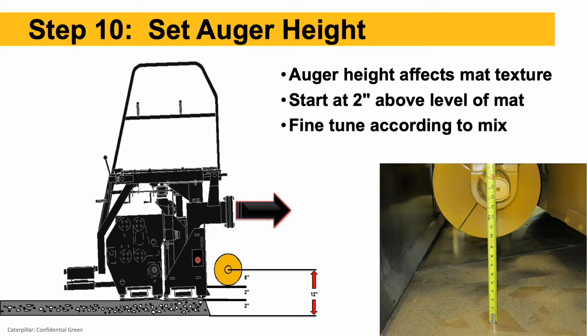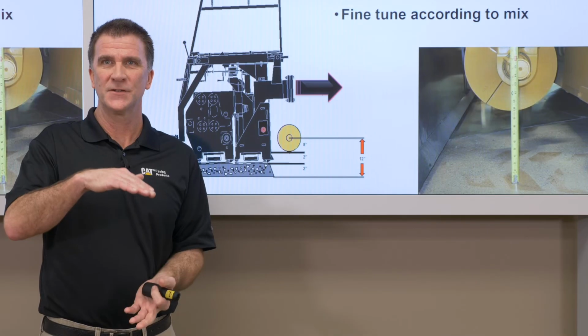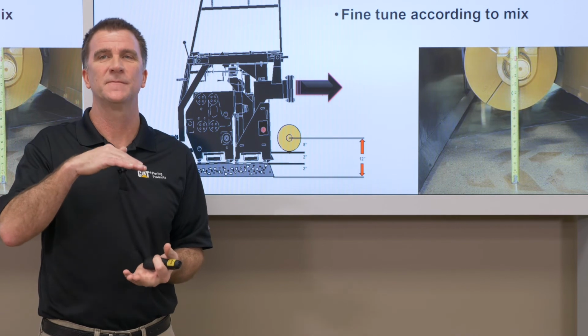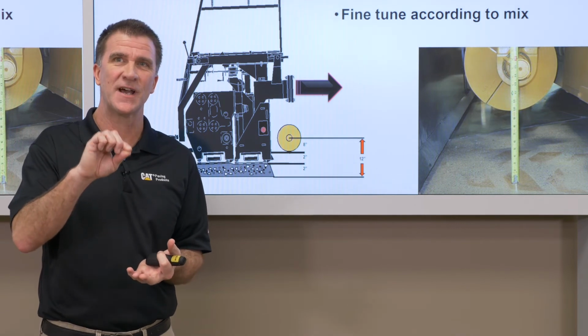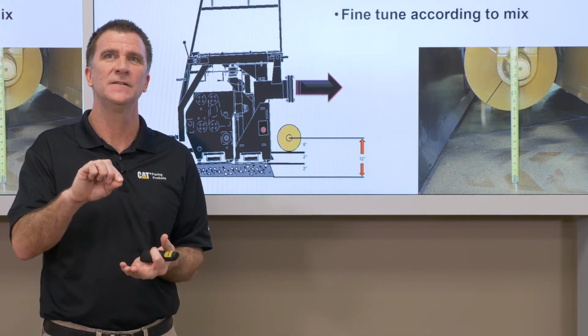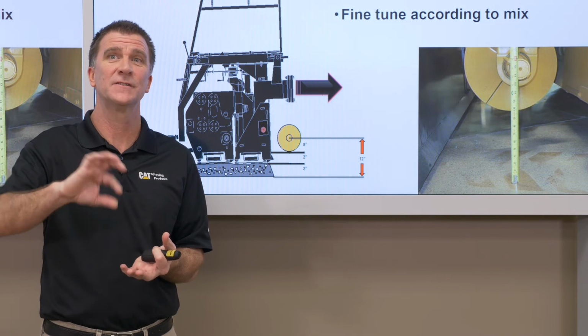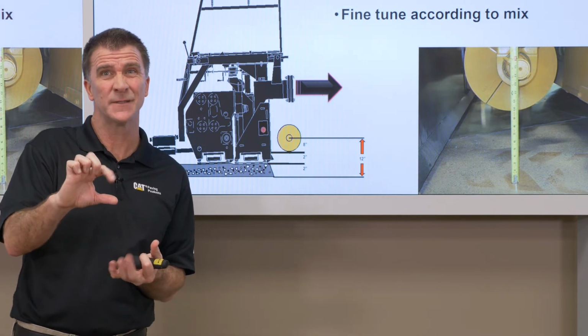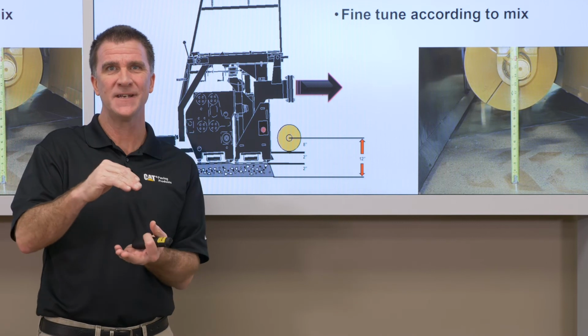So most augers on the paver are 16-inch diameter, so that makes it 8 inches from the center of the shaft to the bottom of the auger flight. So that's 8 inches, and then I want to be 2 inches above, so 8 plus 2 is 10.